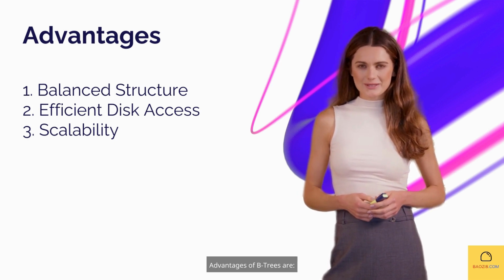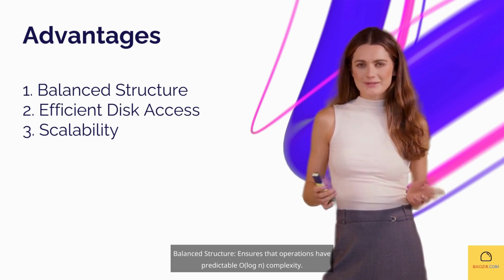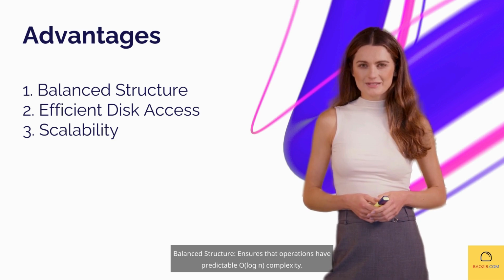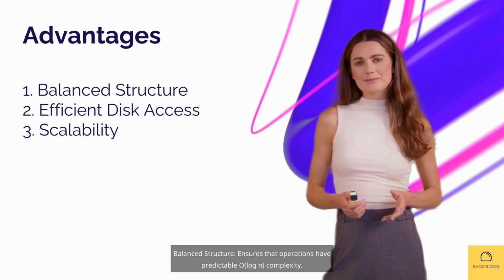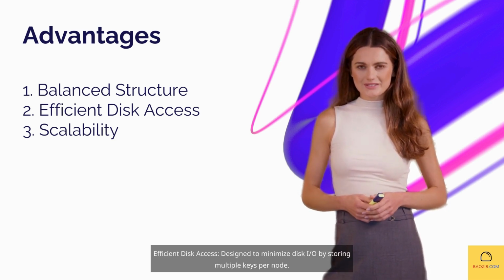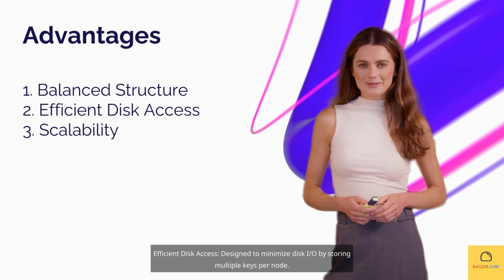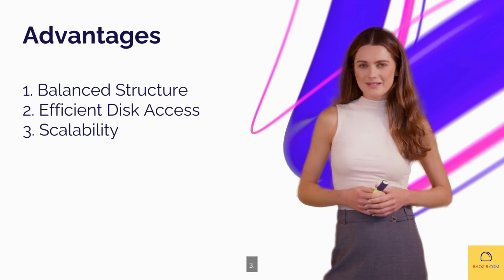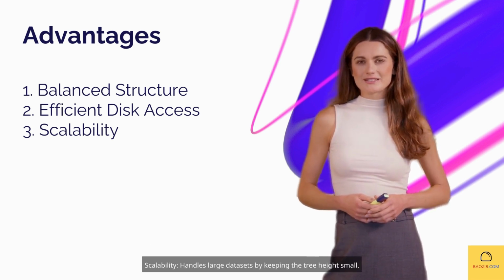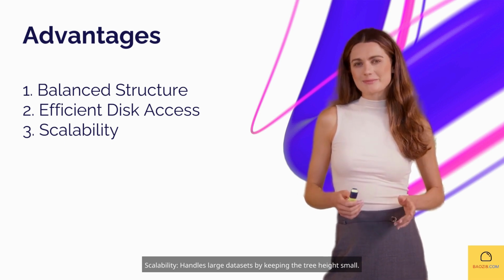Advantages of B-trees are: 1. Balanced structure. Ensures that operations have predictable O(log n) complexity. 2. Efficient disk access. Designed to minimize disk I/O by storing multiple keys per node. 3. Scalability. Handles large datasets by keeping the tree height small.